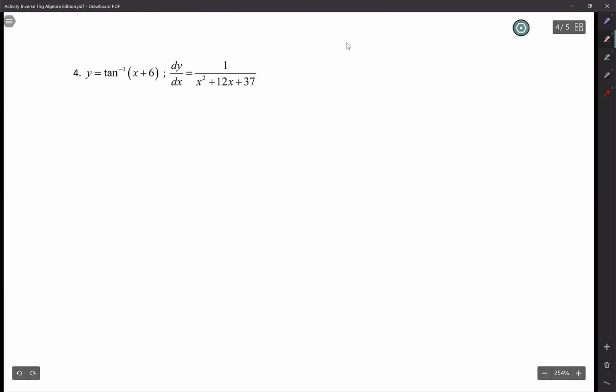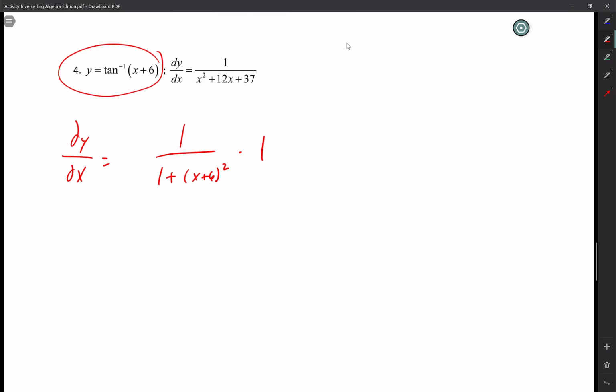All right, this one's the easiest one because it doesn't really have a lot of manipulation. So it looks hard, but it's not really. So let's go right into it. So the derivative of arctangent. dy dx equals 1 over 1 plus u squared, where u is the x plus 6, times 1, because the derivative of x is just 1. And I mean, you don't even have to show that, right?